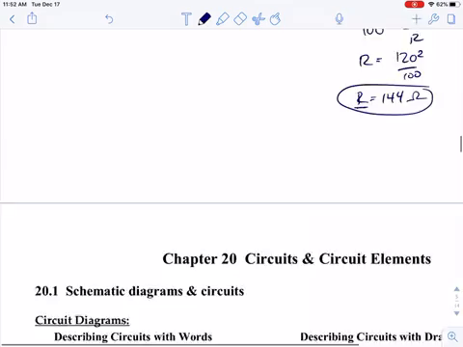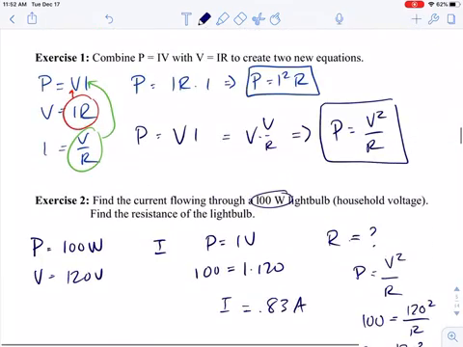All right, that concludes this section on power, and next time we'll be talking about complex circuits.